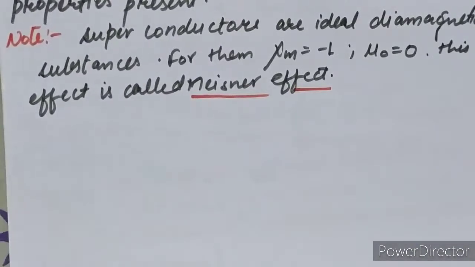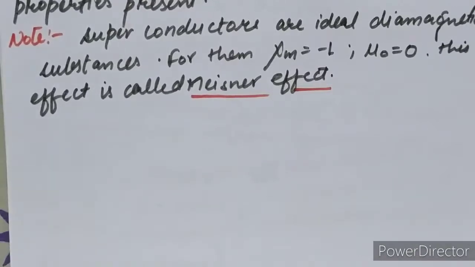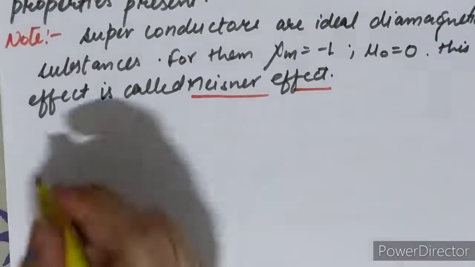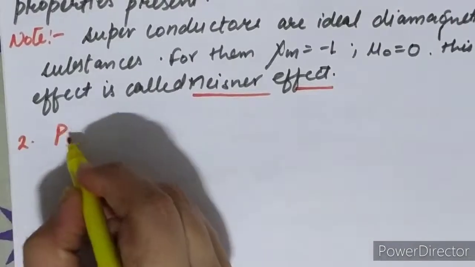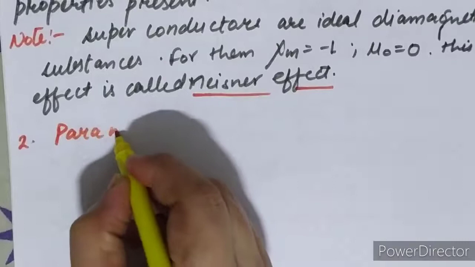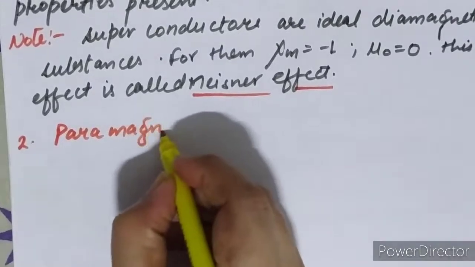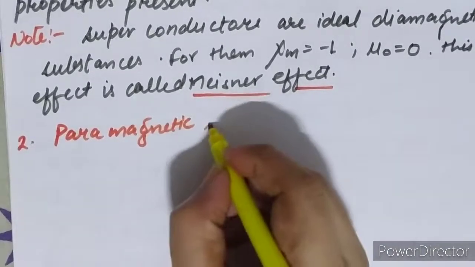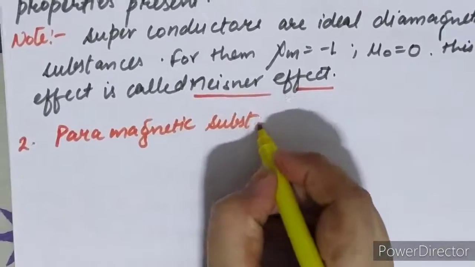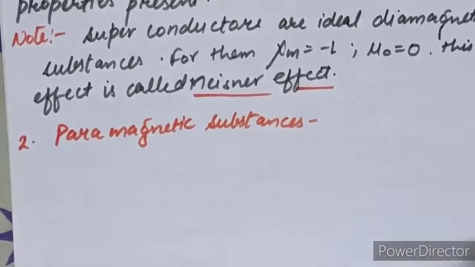Clear? Moving toward the next substance, and that is the paramagnetic substance. Second one, paramagnetic substances.